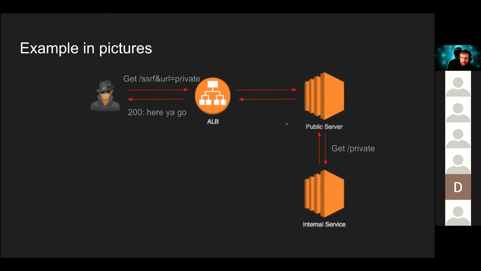But this public server over here has an SSRF vulnerability. It's saying, hey, give me /SSRF and our URL of private. Well, the public server then makes a request to that internal service on our behalf, sends the response, and the public server forwards it right along to us. And we've bypassed the controls that our ALB was supposed to be providing for us. We've bypassed this trust boundary, right? If you're at all familiar with threat modeling.